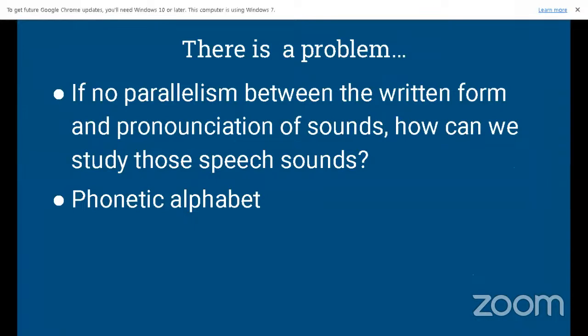Now, if there is no parallelism between the written form and pronunciation of sounds, how can we study those speech sounds? But the PPT is not clear. Some matter is not clear. Minimize it, there's a bigger one. Clear, ma'am. Perfect. Okay, now fine. You got it? Sometimes, no problem because of the net, right?